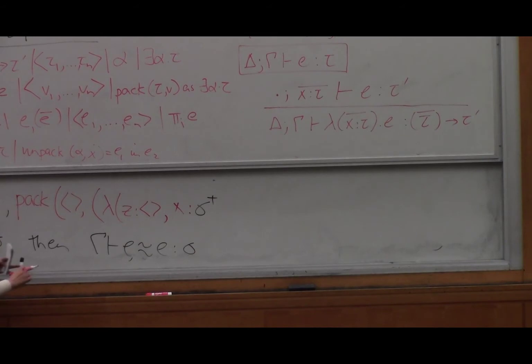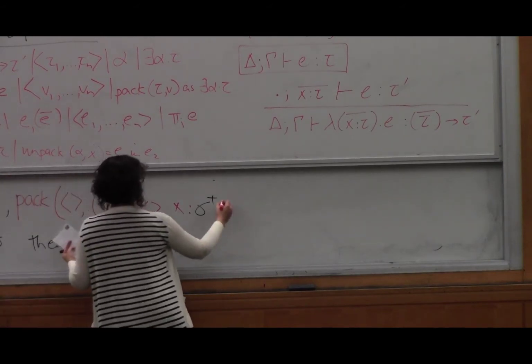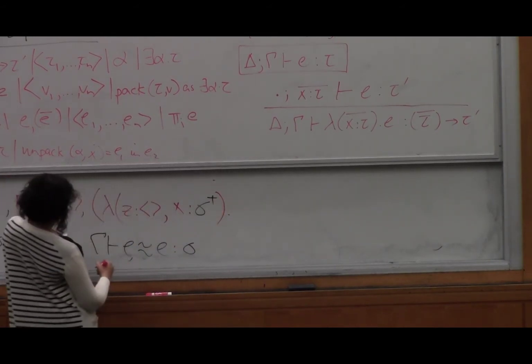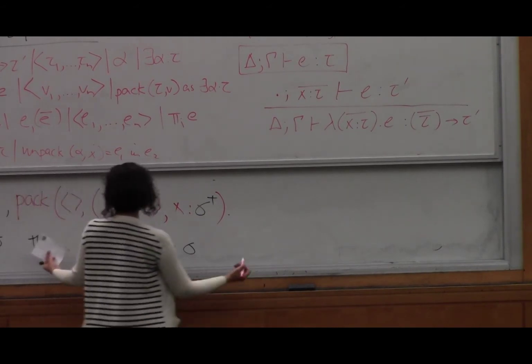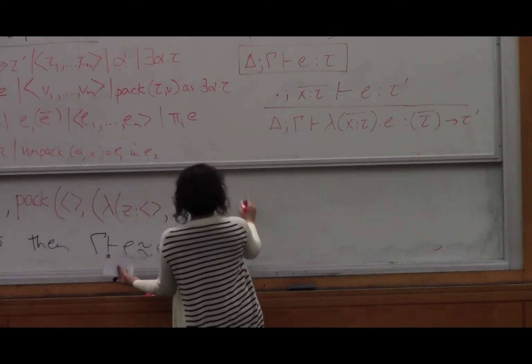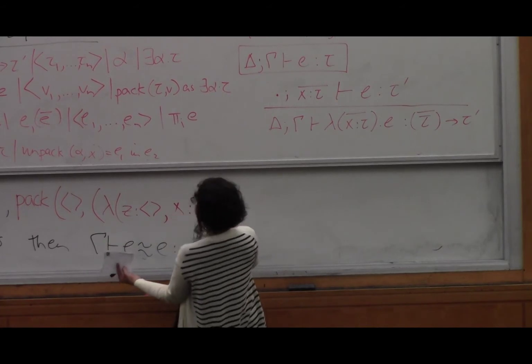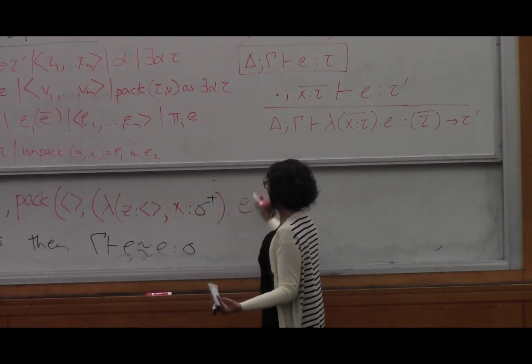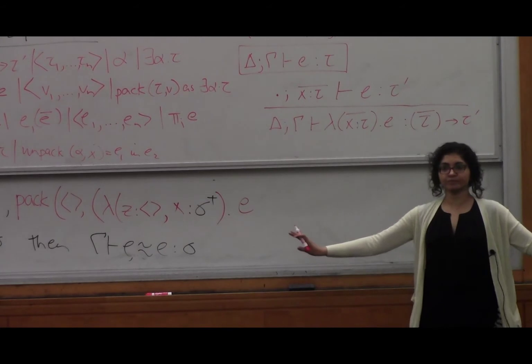Yeah? Okay. And then, well, it's a function. Do we know anything about the body of the function? No, we know it better have result type sigma 2 plus, or in this case sigma prime plus, but we haven't gotten anywhere else yet. So I'll just put an e. We don't know anything more.